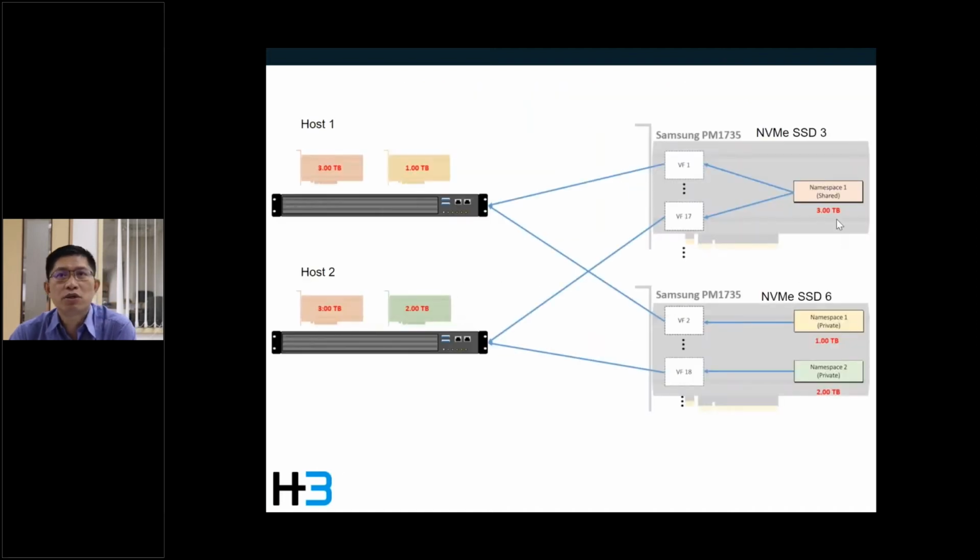In the demo, we will create a shared namespace of 3 terabytes on SSD 3, and then assign it to 2 different hosts. It's the same namespace to 2 hosts, so it's VF1 and VF17: VF1 to host 1, VF17 to host 2. And then we create 2 private namespaces on NVMe SSD 6. Namespace 1 is assigned to VF2, namespace 2 assigned to VF18. So these are private namespaces to host 1 and host 2.